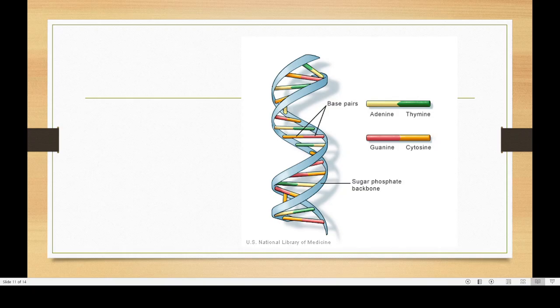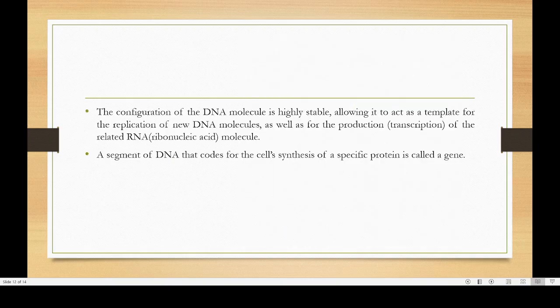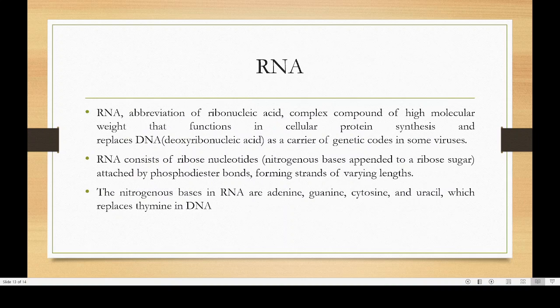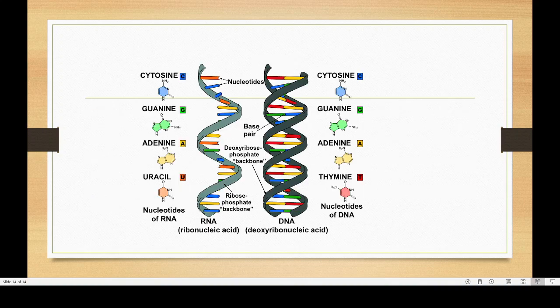There is a difference in the nature of the type of sugar, this ribose sugar, and there is also a difference in the type of nitrogen base present. Here it is adenine and thymine, whereas in an RNA it will be adenine and uracil. That is the difference between DNA and RNA. See, adenine, guanine, cytosine and uracil. So these are the different types of nitrogen bases that we are finding in an RNA.